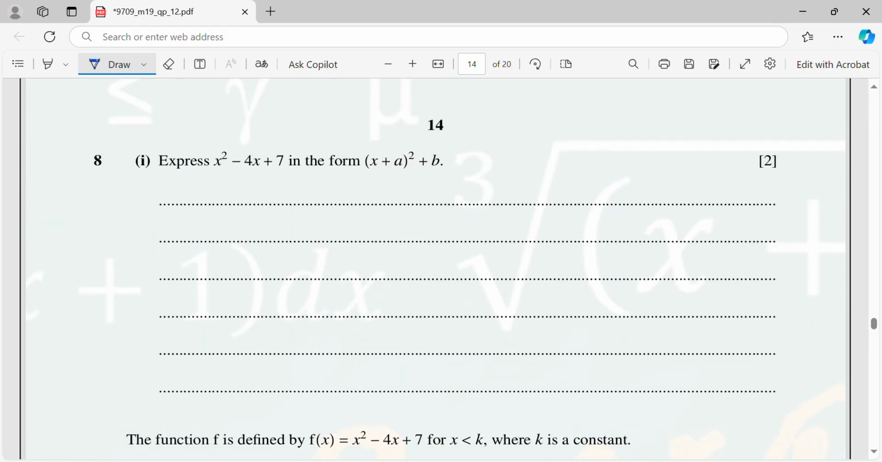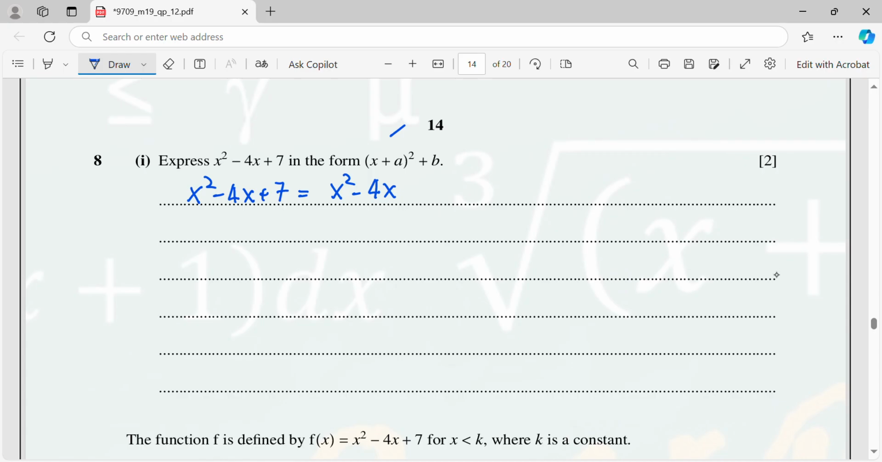Question 8, first part, express x squared minus 4x plus 7 in the form of (x plus a) squared plus b. So this is the completed square form, right? So now I need to perform completing the square. So according to completing the square, you need to rewrite the first 2 terms, but before that, make sure the coefficient of x squared is positive 1.